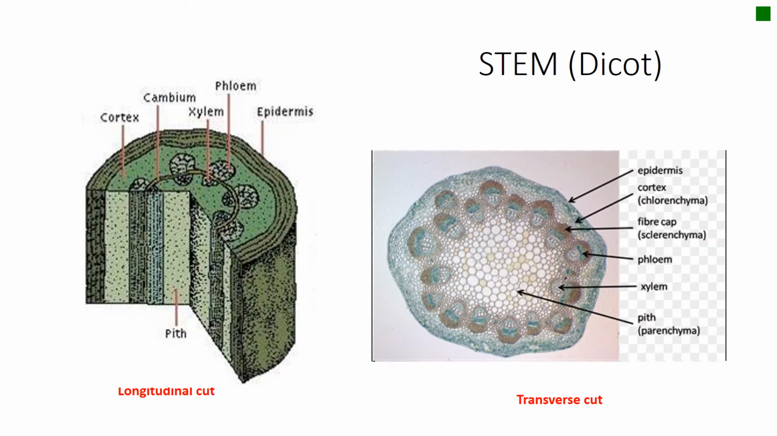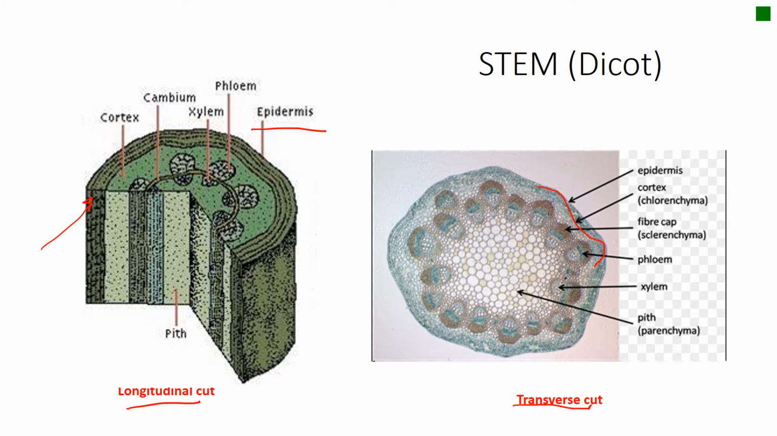The next one is the stem, part of the shoot system. Now you can see in the longitudinal cut, this is the stem. Of course, the outermost layer, the same like the roots, is called epidermis. So you can see from the transverse cut or cross section, this is the epidermis.